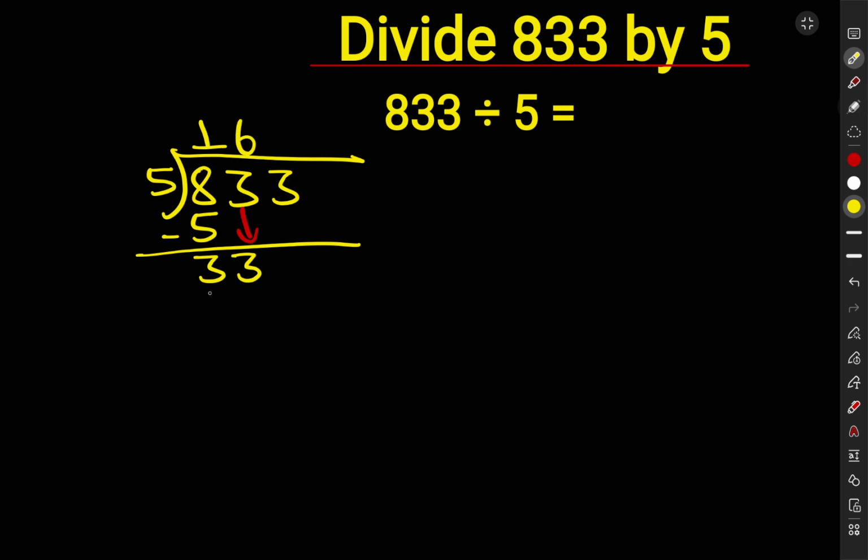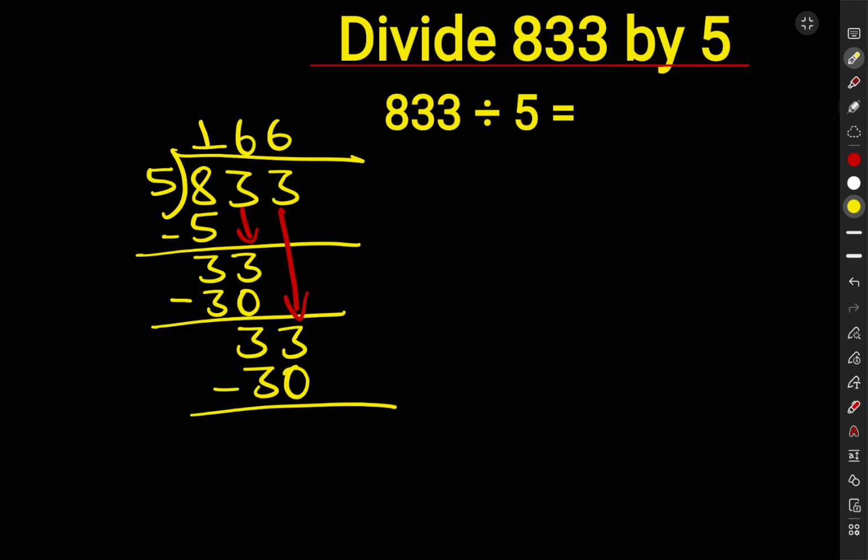5 times 6 is 30. On subtracting we get 3. So again we put down this 3 and it is 33. So 5 times 6 is 30. On subtracting we get 3.